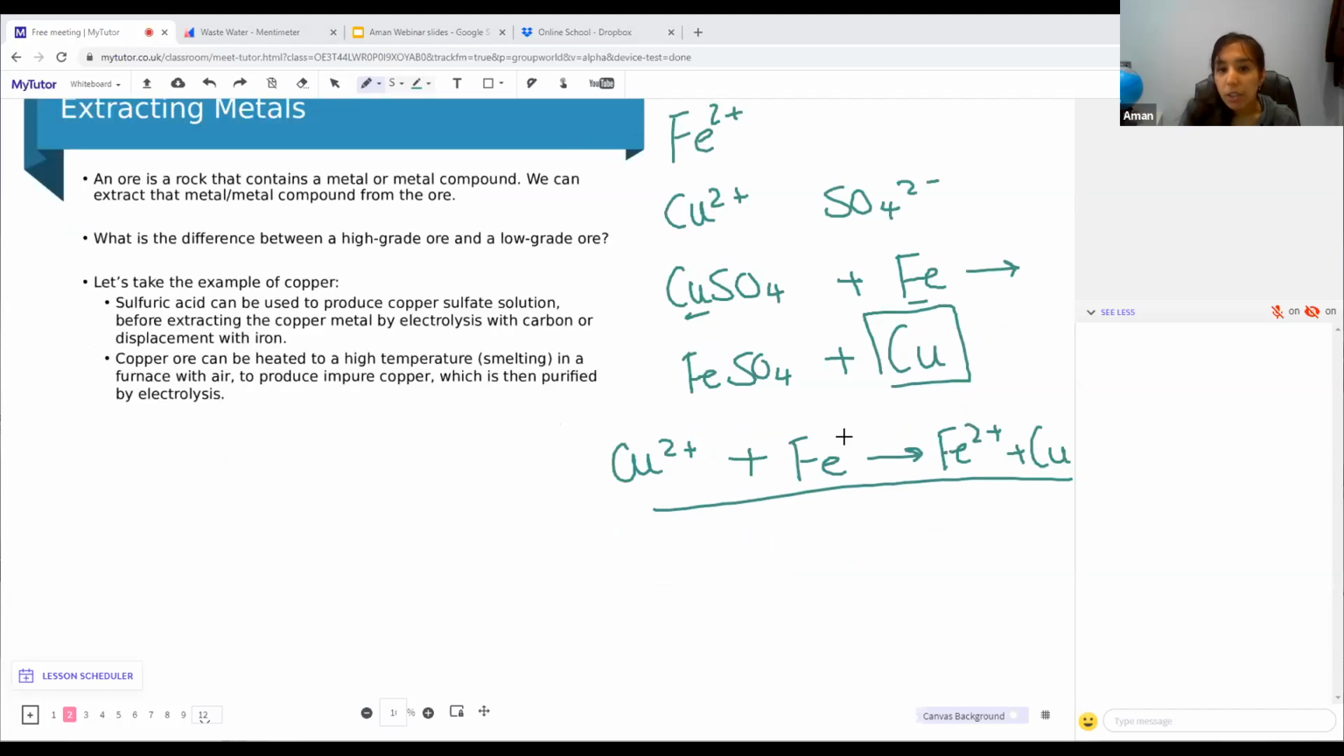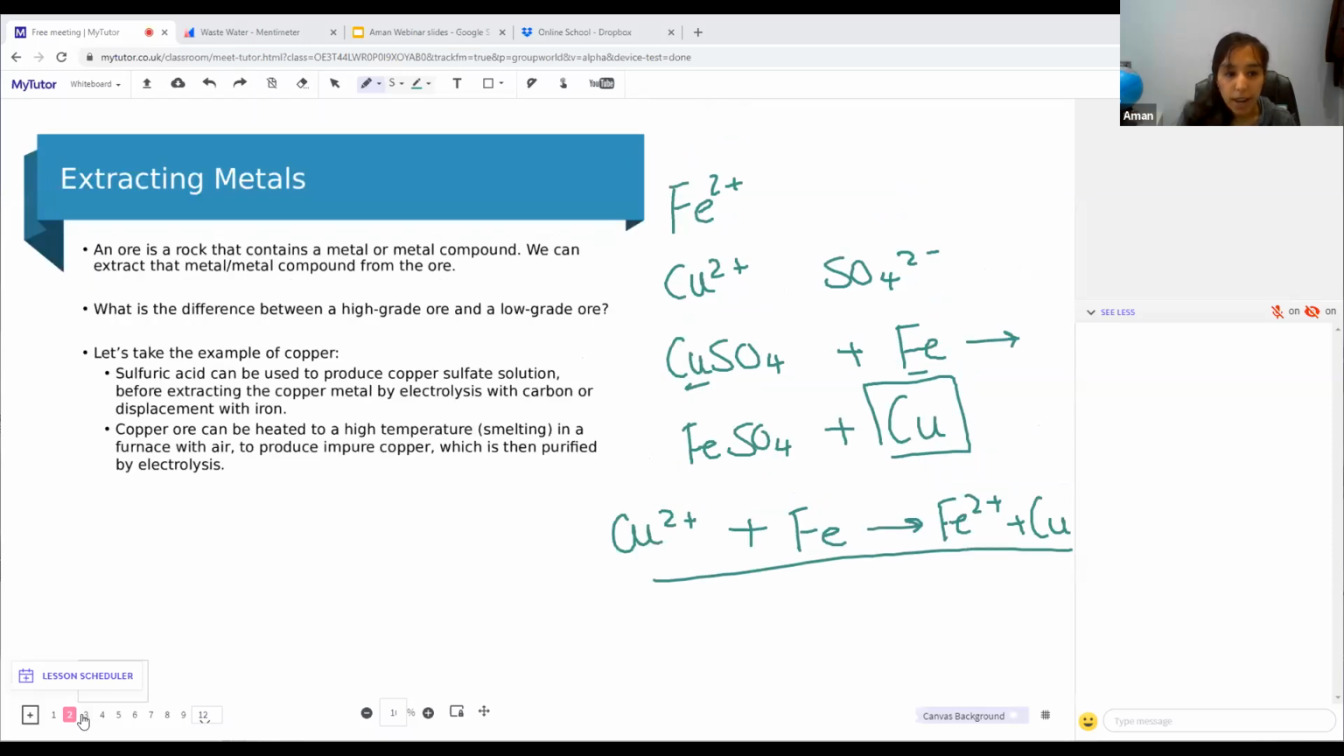Okay, great. So that's just a recap of displacement reactions. So adding sulfuric acid is one way to extract copper. The other way we can do it is using a high temperature known as smelting. So this process is called smelting, where we add a really high temperature, and that will then get the copper or the rock to break apart so we can get the copper out of it. And it tends to produce impure copper. So again, we need to purify it using electrolysis.